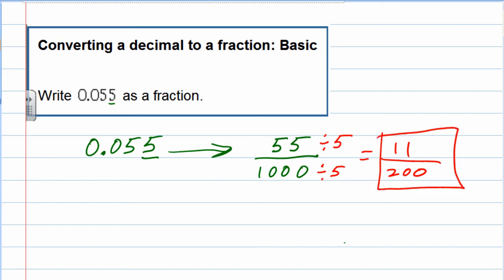We drop the decimal in the numerator. We use the place value to figure out what the denominator is going to be, and then reduce the fraction.